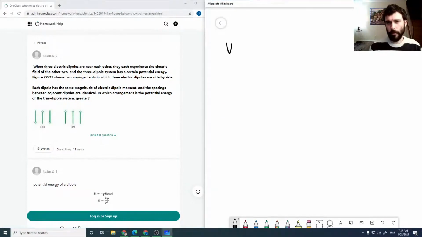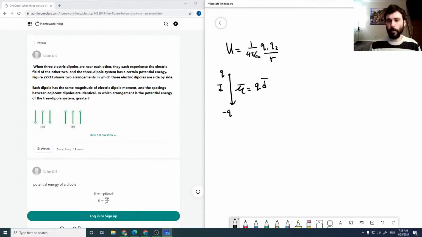So our potential energy for two charges is Q1 Q2 over R. A dipole, though, is a charge times a distance or a displacement, where we usually have two oppositely charged species at either end. So this is kind of our simple dipole.